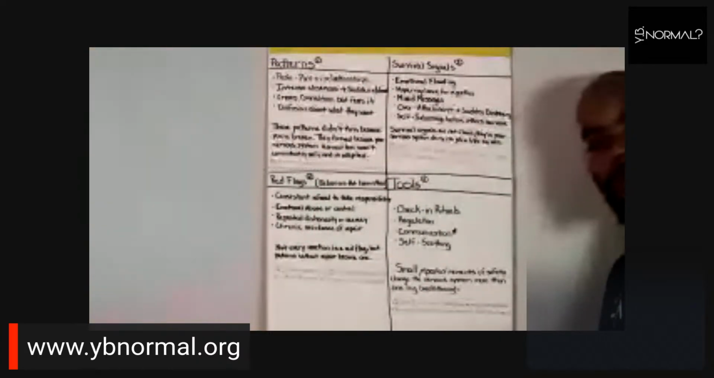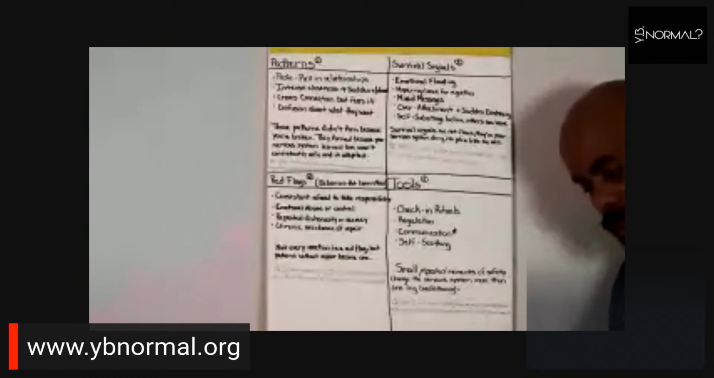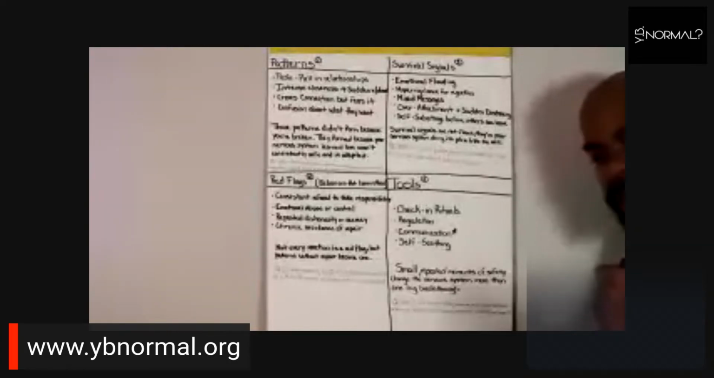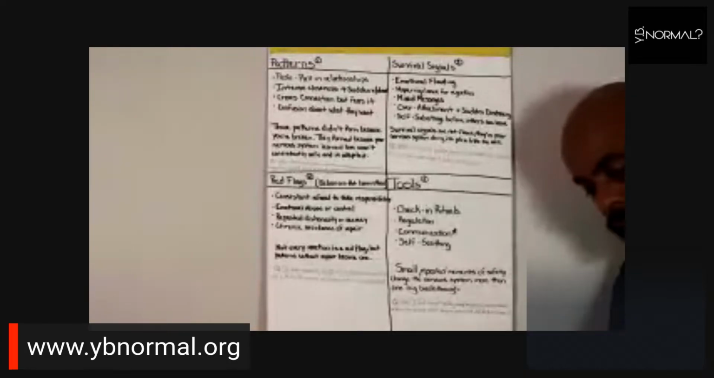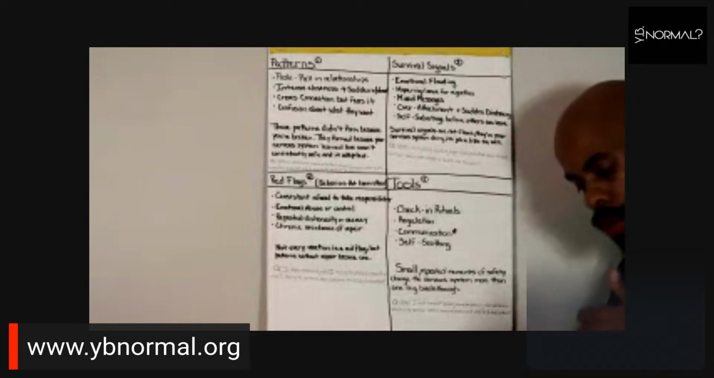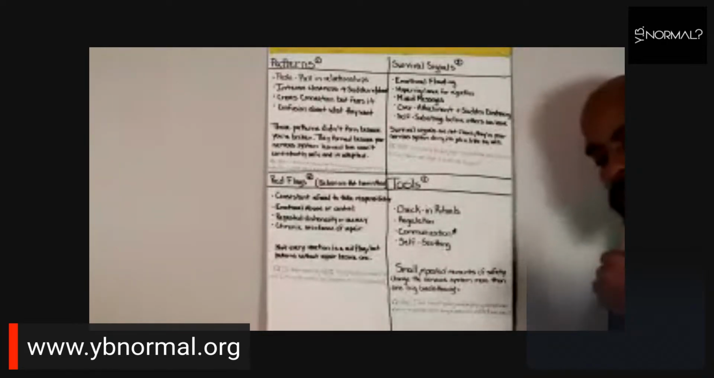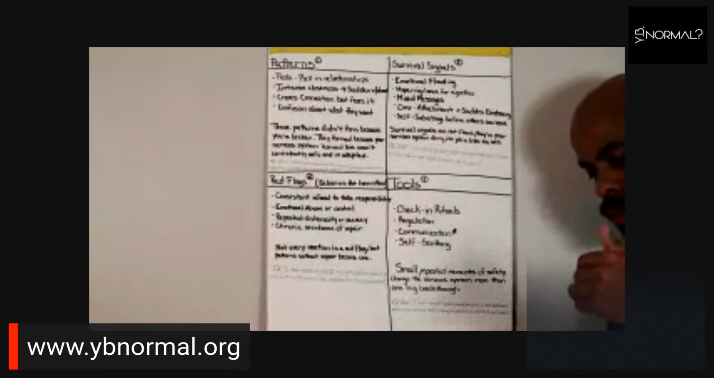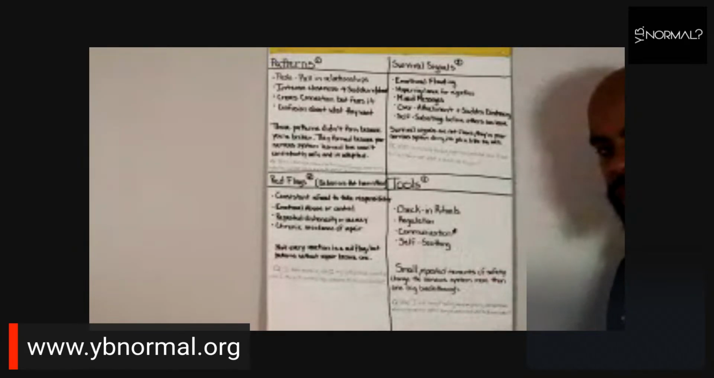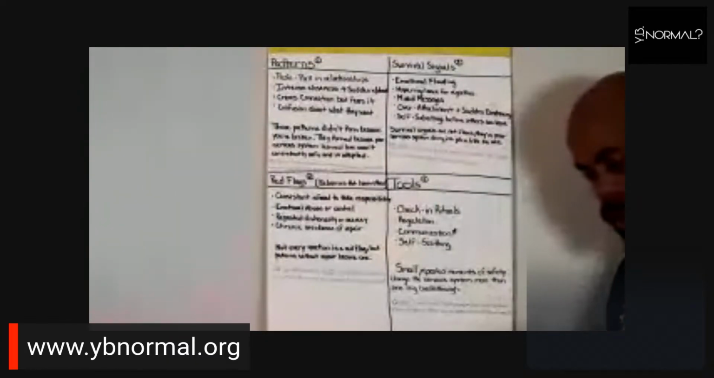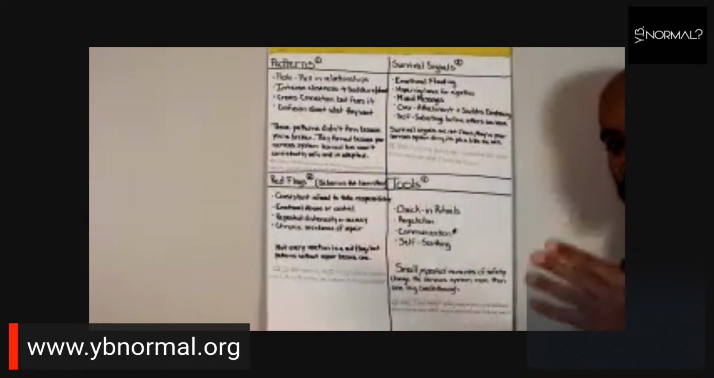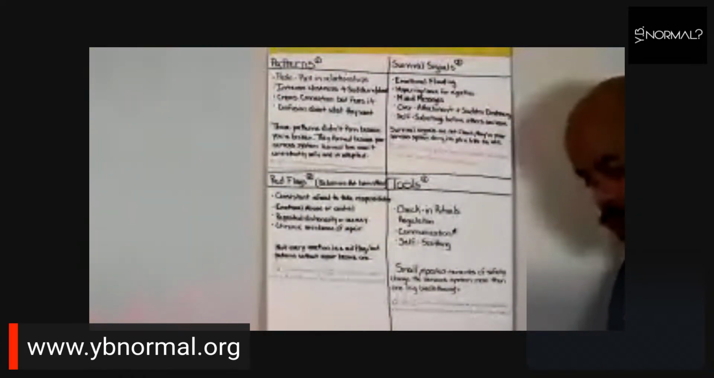Tools when it comes to regulation tools, you can do the box breathing. So you can do the 4-4-4-4. So you inhale 4 seconds, hold 4 seconds, exhale for 4 seconds, and hold 4 seconds. You do 4 counts each, and you do 3 to 5 rounds. That's gonna help your nervous system regulate itself. So it's called box breathing, but you do it at the 4-4-4-4 method. That's what you do, right?